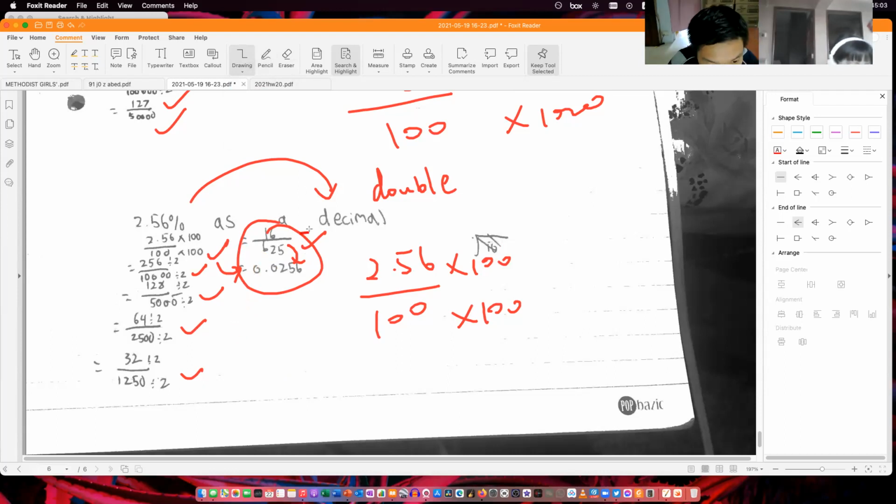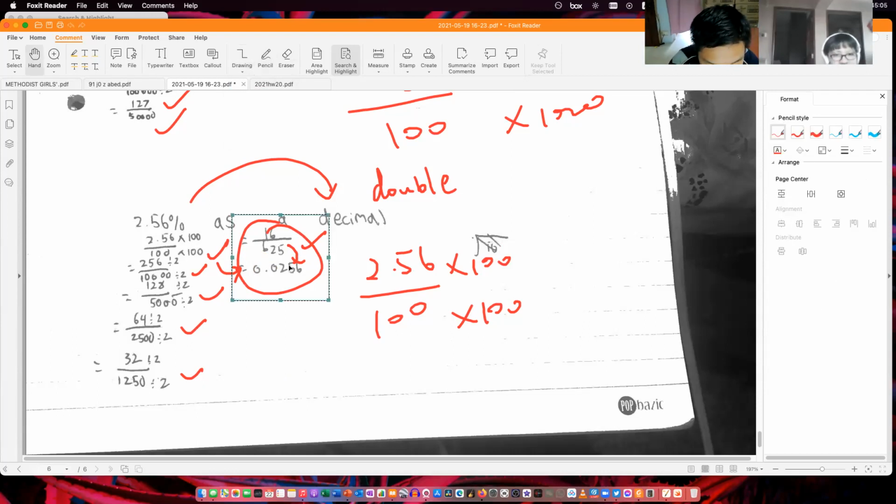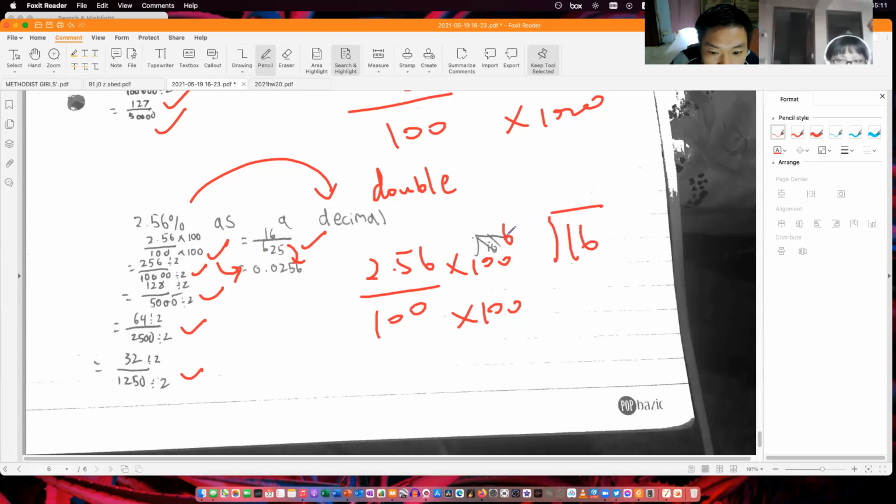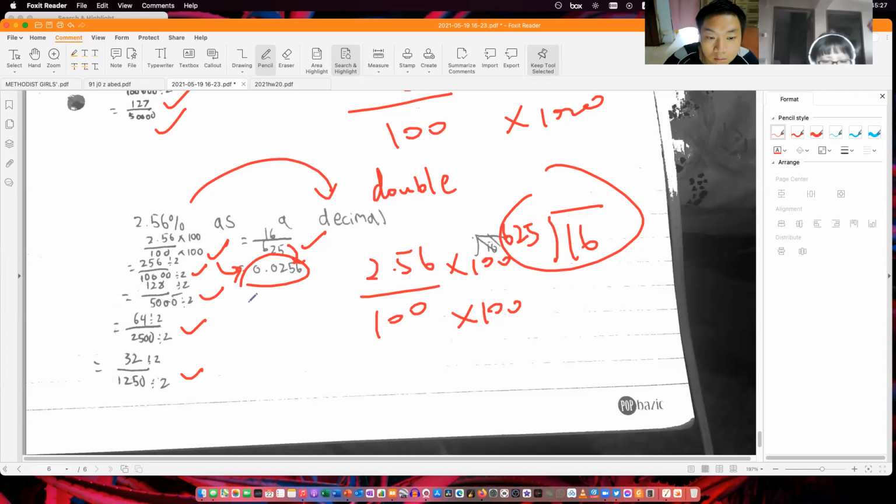How do you convert? Divide. I mean, you need to show me this long division, right? Where's your long division? Huh? If you never show me the long division, that means you just punch the calculator lah, right?